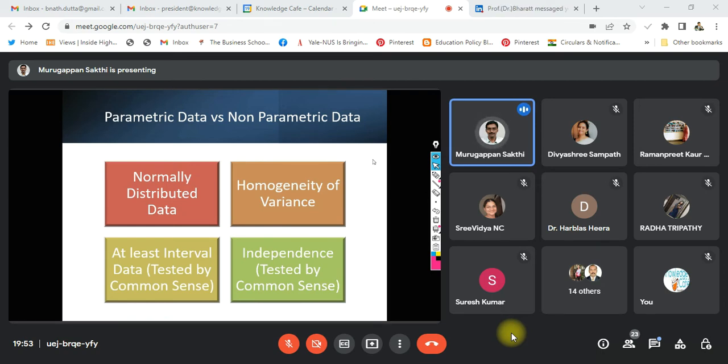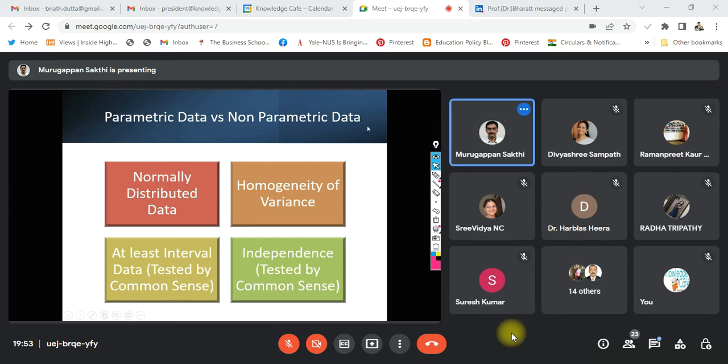At that time, you have to apply a non-parametric statistical test. Okay, right. What are all the conditions? What are all the assumptions, or prerequisites, for parametric data? The sample data that you have collected is supposed to be normally distributed.